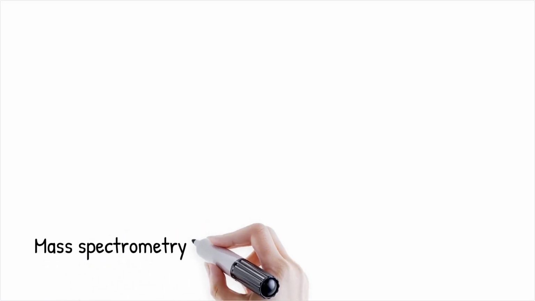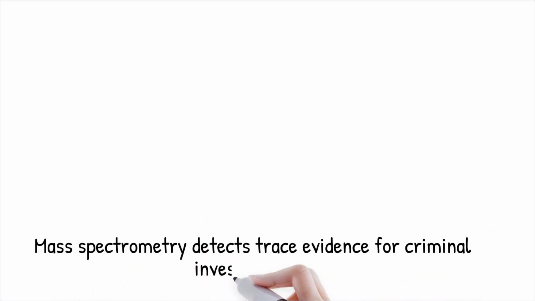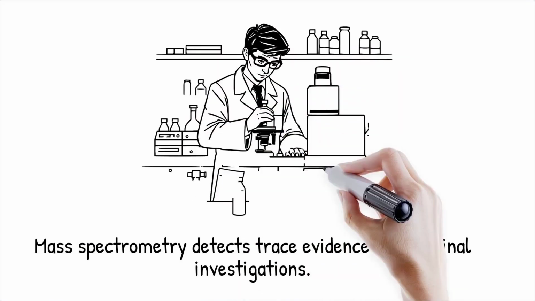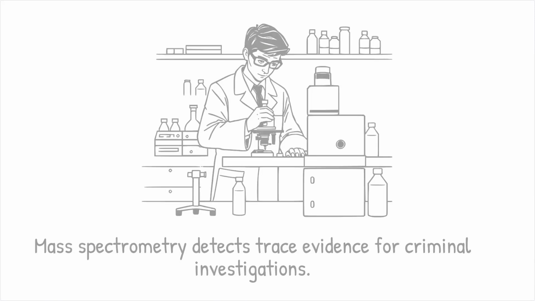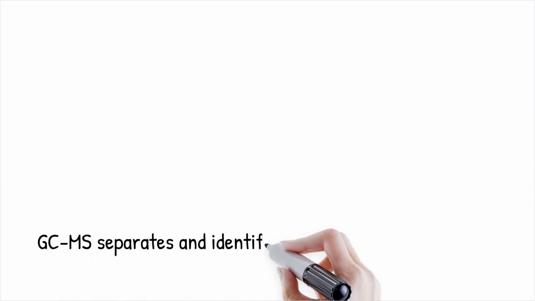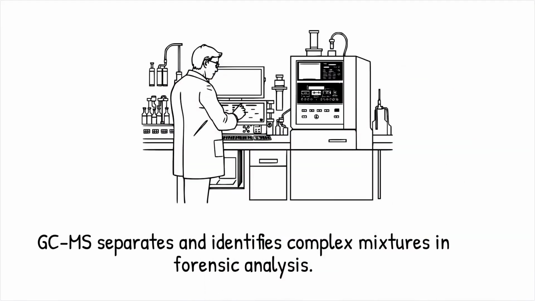Forensic scientists use mass spectrometry to analyze evidence like drugs, explosives, and trace chemicals. Its high sensitivity allows the detection of substances even in minute quantities, making it invaluable for criminal investigations. Coupled with gas chromatography, GC-MS, it separates and identifies complex mixtures, such as detecting illicit drugs in body fluids or analyzing residue from explosive materials.